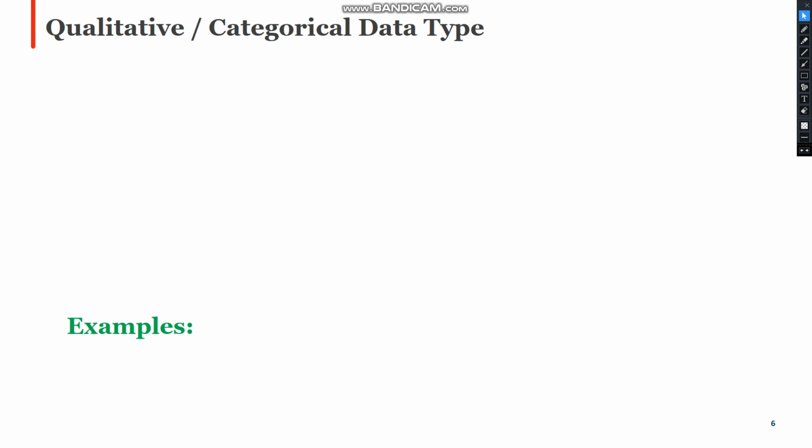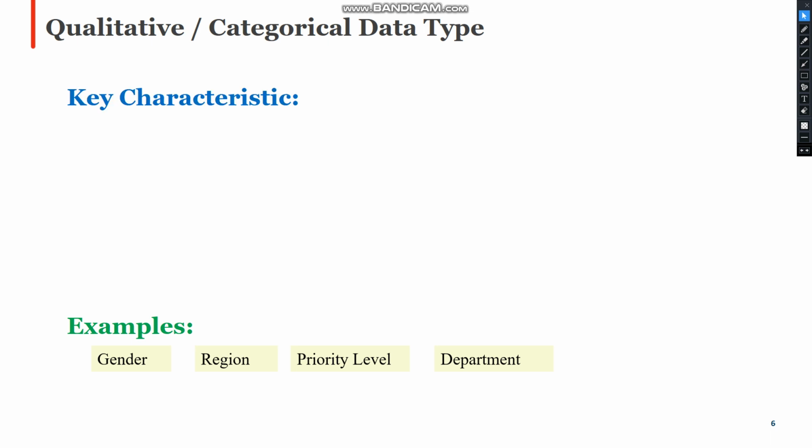Let's see a few categorical data examples. The gender. We may have male, female, and others. The region, right? Where do you live? The north or south areas. The priority level, high priority, medium or low priority. The department. I'm from analytics department. Some of you are from marketing or finance. So from those examples, we may summarize the key characteristics.